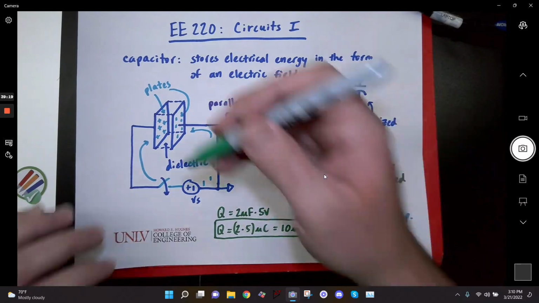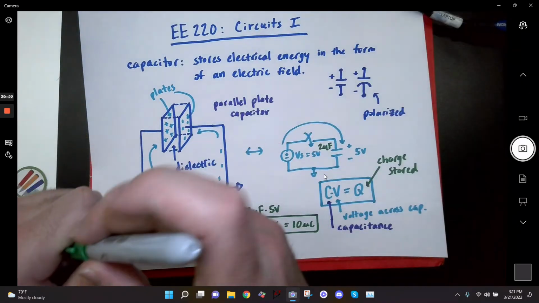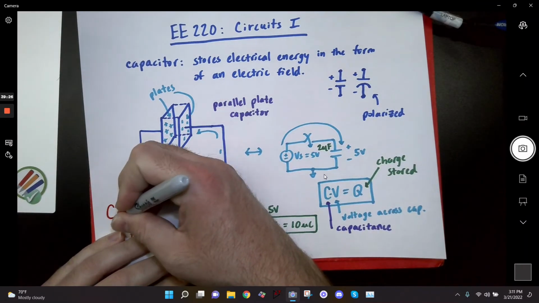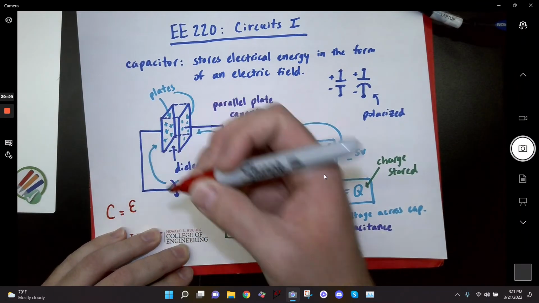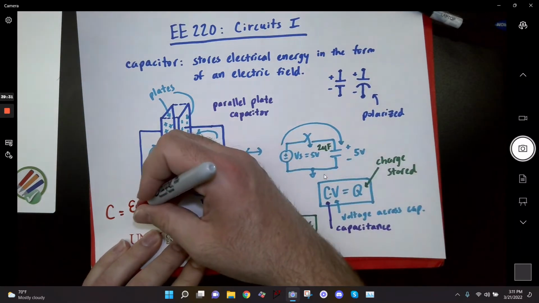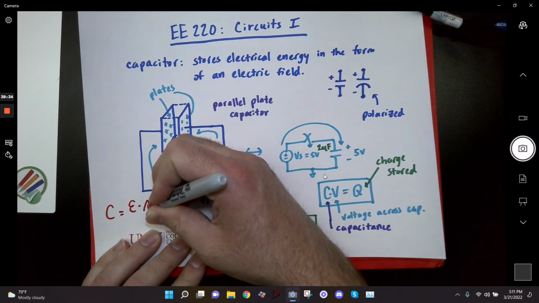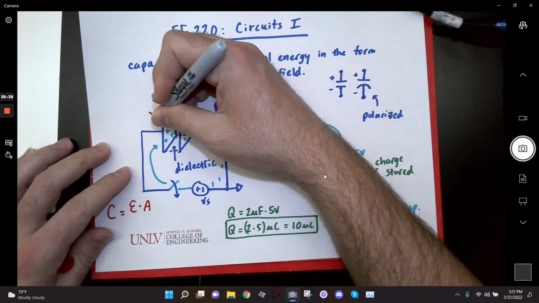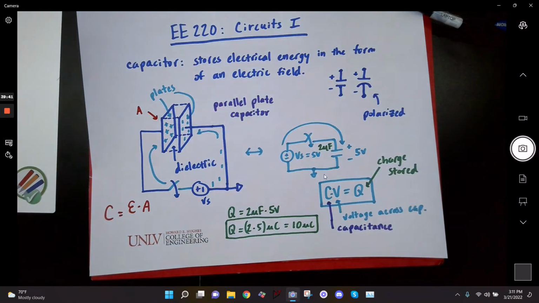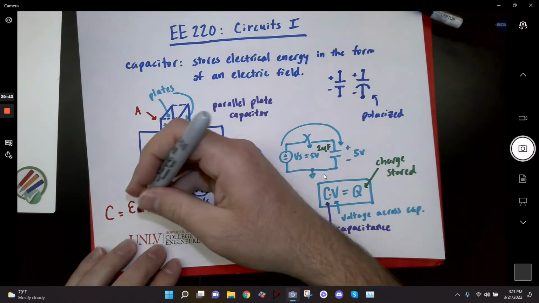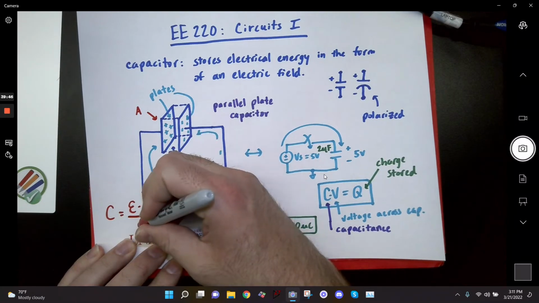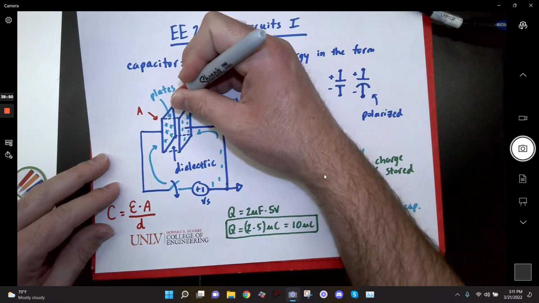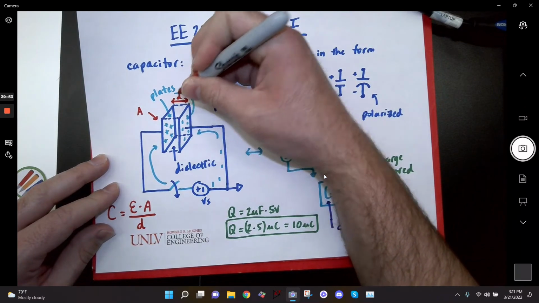So the capacitance of a parallel plate capacitor, let me just draw it in red, it's equal to epsilon, I'll explain what epsilon is in a moment, times the area of overlap of the two plates, okay? So these two plates both have an area, right? Whatever that overlapping area is, that's the A in this equation. And then this entire thing gets divided by the distance between the two plates, okay? So this right here would be my distance d.